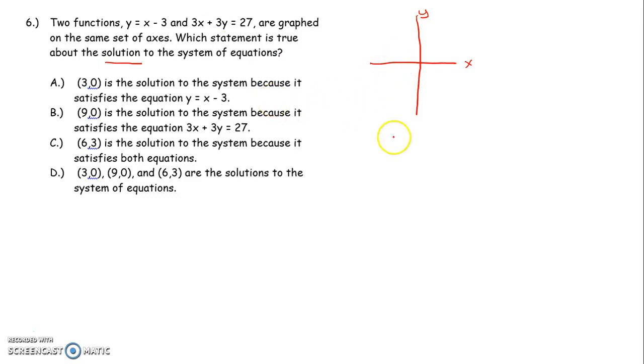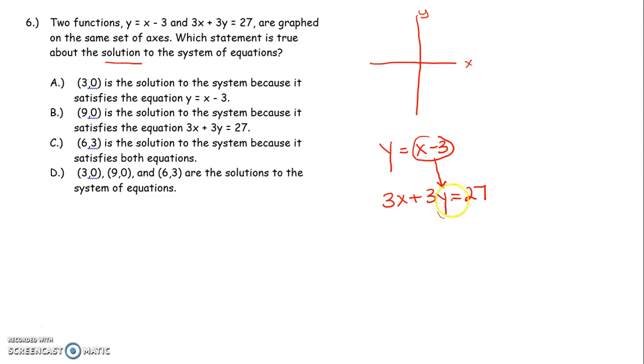So let's just go ahead and take a look at the two functions. One of the functions is y equals x minus 3. And the other function is 3x plus 3y equals 27. Well, if I'm not given a grid to actually graph them on, I could just solve this system of equations. And the way that this system is set up, if you already have one of the equations in the form y equals x minus 3, what you can do is take that x minus 3, take what y equals, substitute that in place of the y in the other equation.